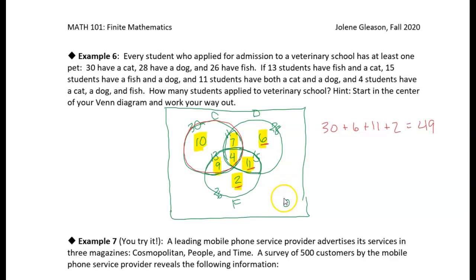Now I would normally also have to add the people who don't fall into any of the categories, but I was told that everyone who applied to veterinary school has at least one cat or dog or fish. So there's no one in the region outside those circles. So that's telling me there's 49 people that applied to veterinary school. So 49 people.